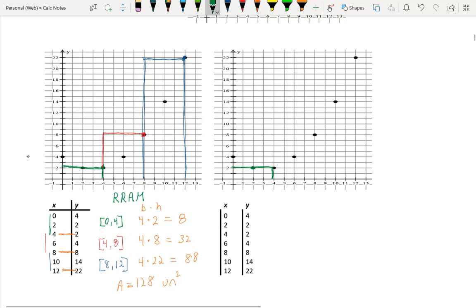Between 4 and 8, I have a midpoint value at 6 right here. So I would draw my rectangle at that midpoint value. The height of that rectangle is going to be at that midpoint value. And then finally, from 8 to 12, I have this midpoint value at 10, so I'm going to draw this one at 10 like this.